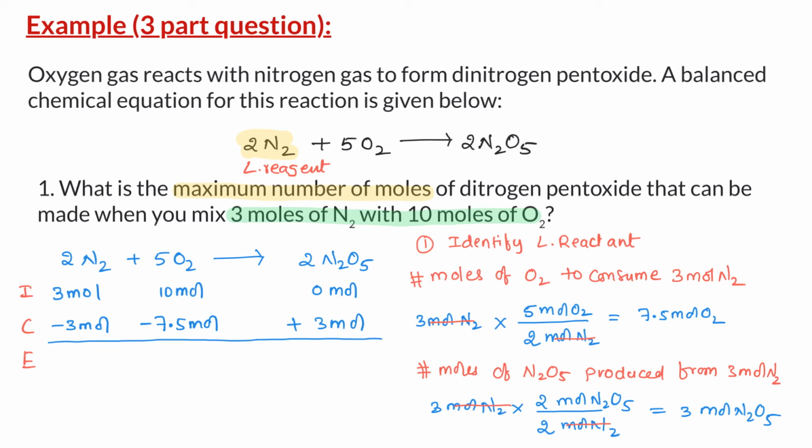So at the end, we have 0 moles of N2 left, which is expected for limiting reactant, 2.5 moles of oxygen left, which is an excess reactant, and 3 moles of N2O5 formed in the reaction. This is the maximum number of N2O5 that can be made when we mix 3 moles of N2 and 10 moles of oxygen. This also is known as theoretical yield.